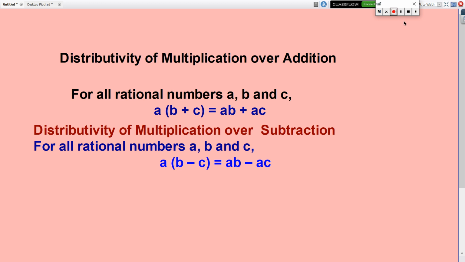The problems using all these properties we will discuss in the next class. That is all for today's class.